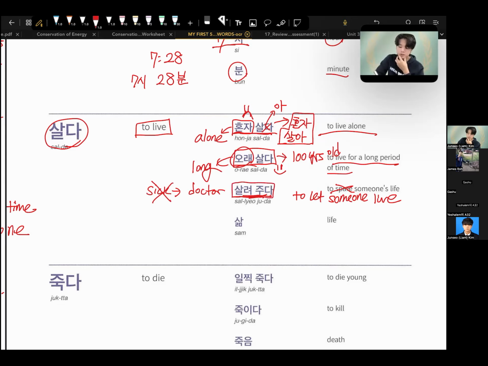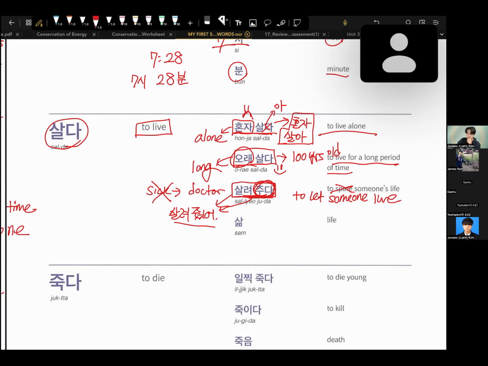The doctor 살려주다. In a conversation, it becomes 살려줬어. 주다 becomes 줬어. So you can say, the doctor 살려줬어 me. Is it clear? Nice. Now let's look at the last word.